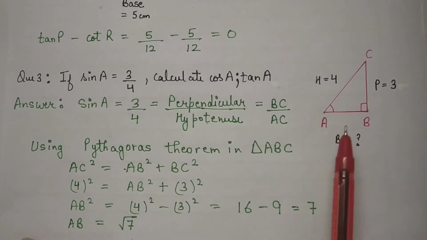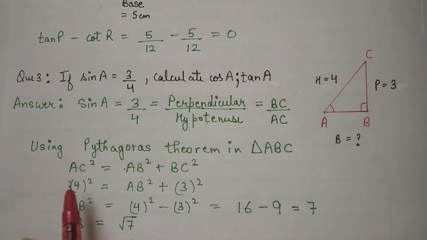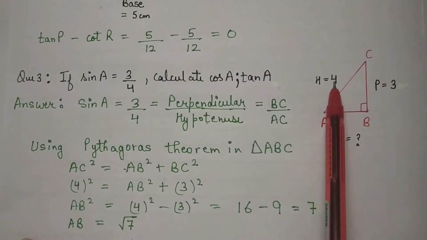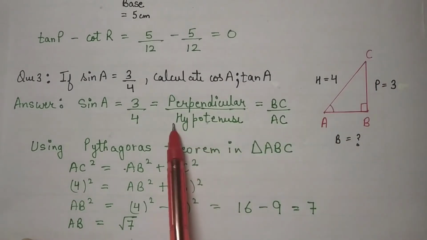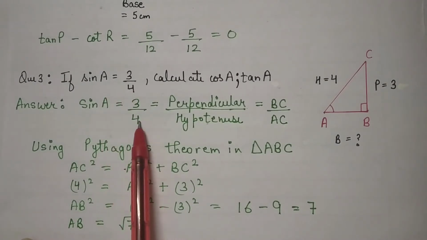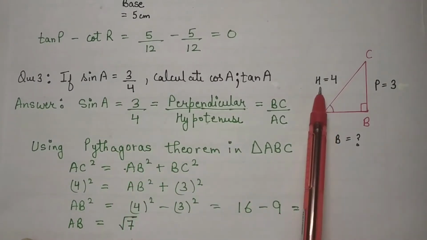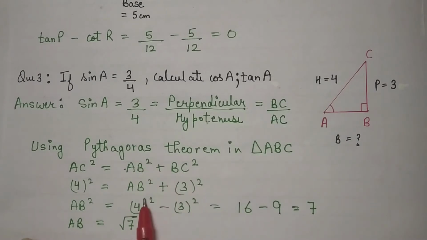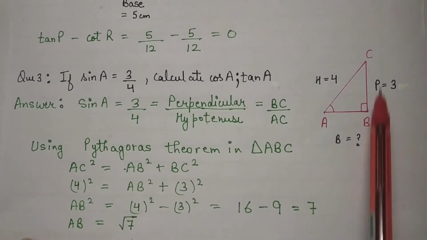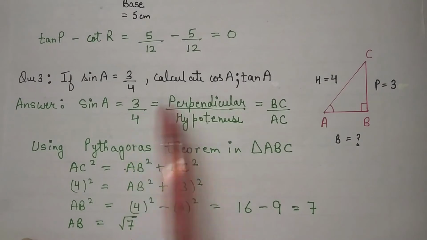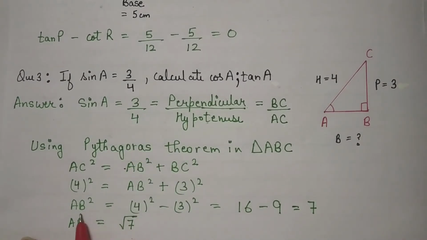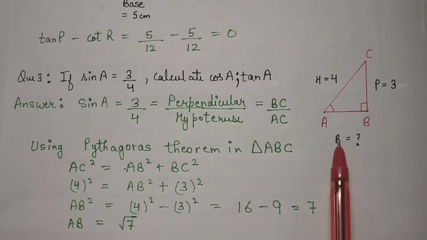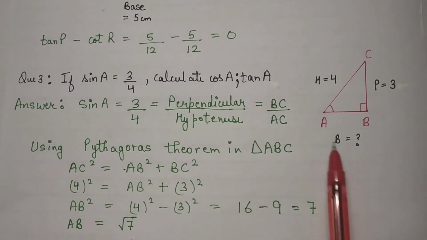AC square is equal to AB square plus BC square. Filling the values, AC is 4, because sin A was given 3 by 4 and the denominator is the hypotenuse, so the hypotenuse is 4. BC is the perpendicular, so from here it is 3. Now AB square, taking on the left, 4 square minus 3 square, 16 minus 9, which is equal to 7. AB is root 7, means this base, the third side, is root 7.